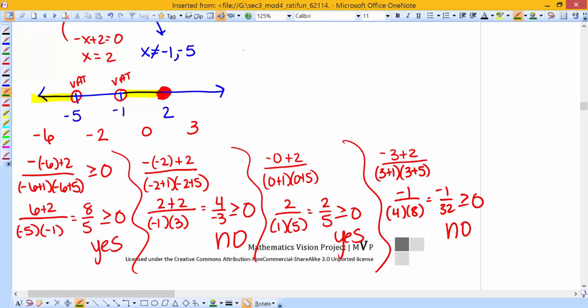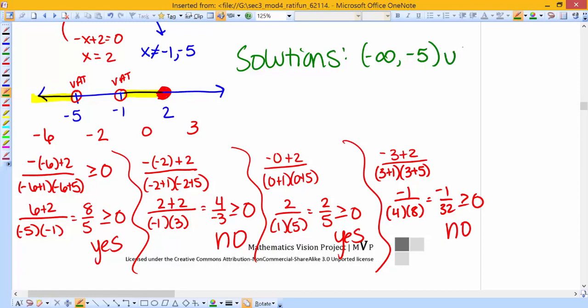So my solutions, I'm going to use interval notation. This first piece here, where is that going? -infinity. What is it coming up to? -5. So -infinity to -5, not included because it's an asymptote. Union, I jump all the way to -1, not included because it's an asymptote. And where does it stop? At 2, which is included because it's greater than or equal to.